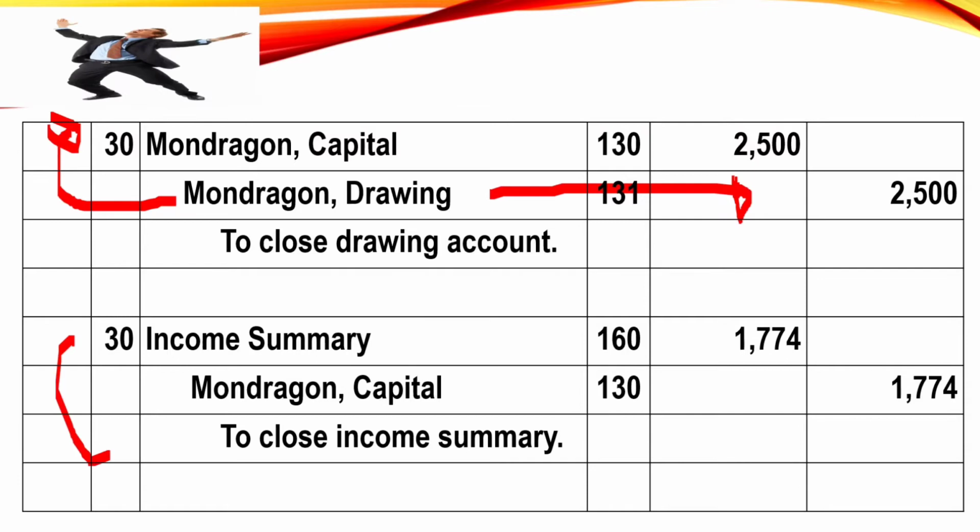On the other hand po, di ba, can you still remember what is 1,774?